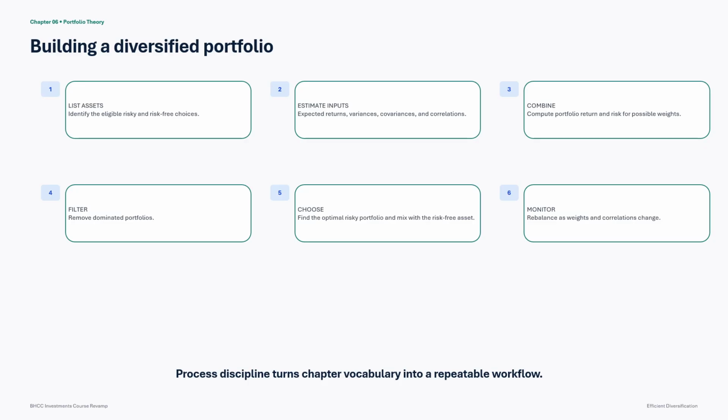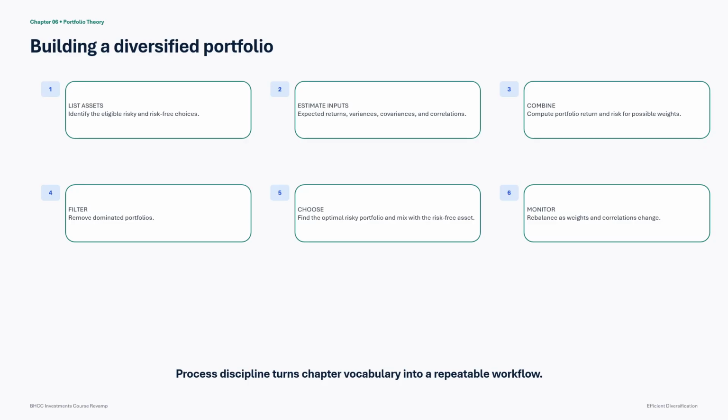Step 3 is to combine the assets at different weights. Expected return changes in a straight line with the weights. Portfolio risk bends because covariance enters the calculation. Step 4 is to filter out dominated portfolios. If one portfolio offers less expected return and more risk than another, it does not belong on the efficient frontier.